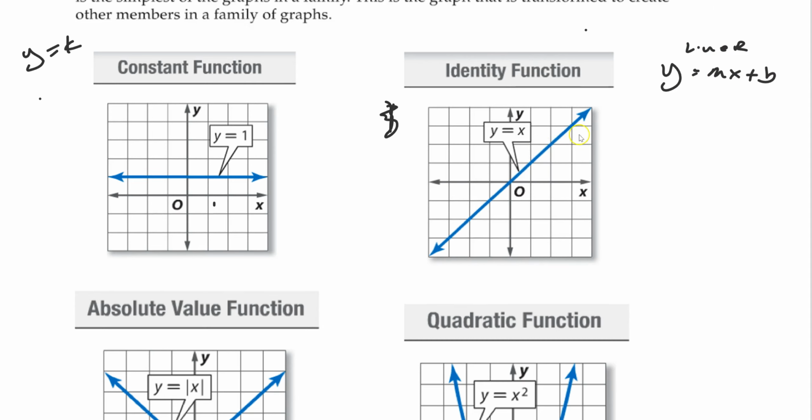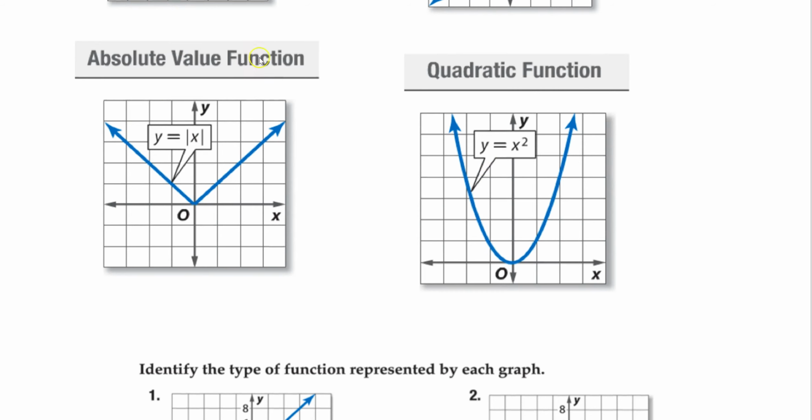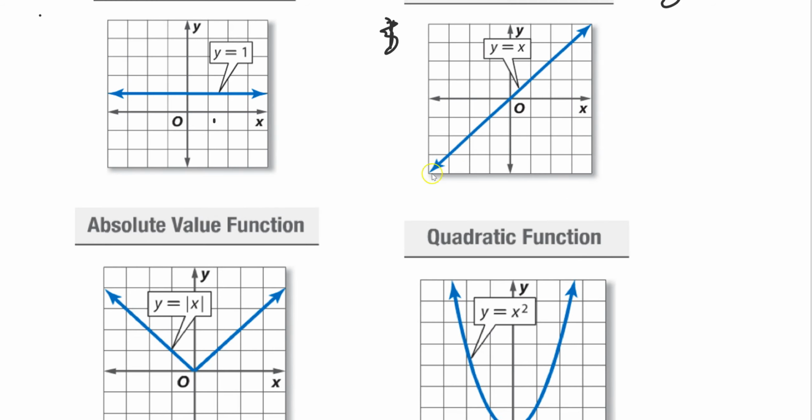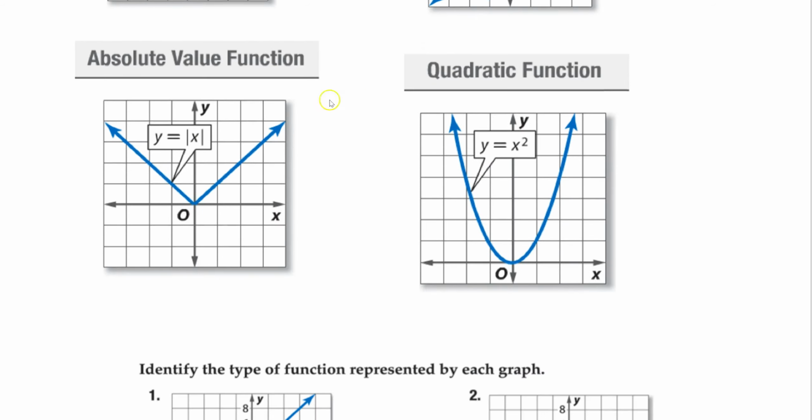Absolute value, we talked about the last lesson, right? Absolute value just makes this part positive, so it looks like a V. Quadratic might be a new one for you guys. We'll talk more about this. We'll go into great detail next chapter, but the quadratic function looks like a U.